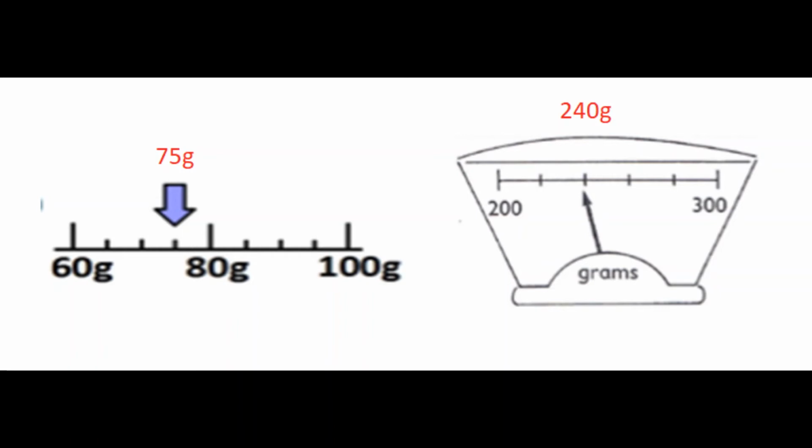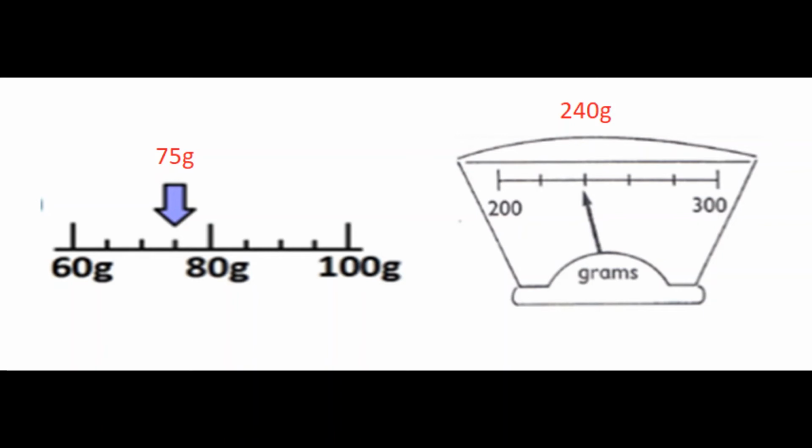85 grams, well done. And last one, looking at the scale on the right, at the moment it says 240 grams. How many more grams would I need? So if we had 240 grams of sugar, if I wanted to get to 300 grams of sugar, how much more would I need to pour in? So on 240, and we need to get to 300. 60. Well done. Super.